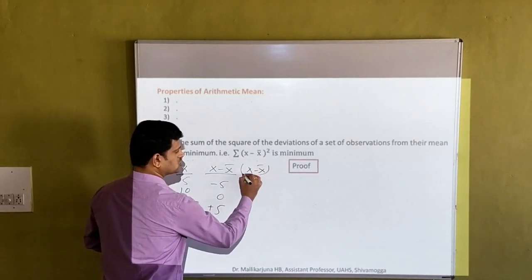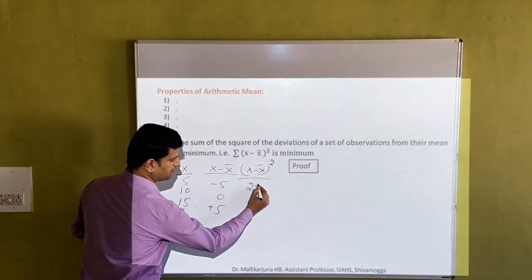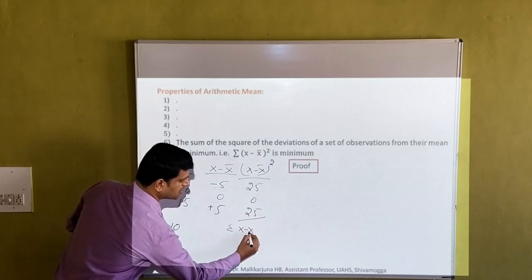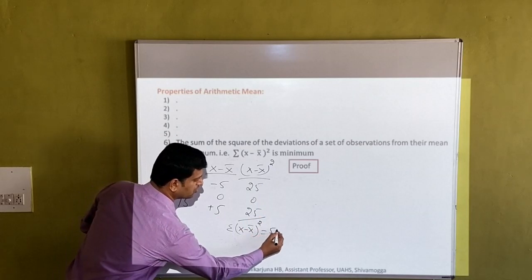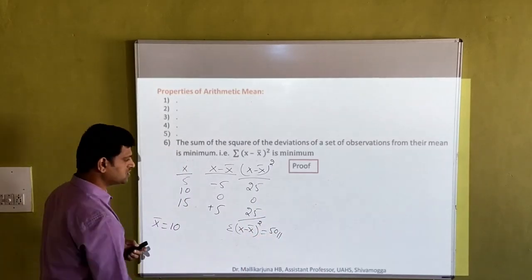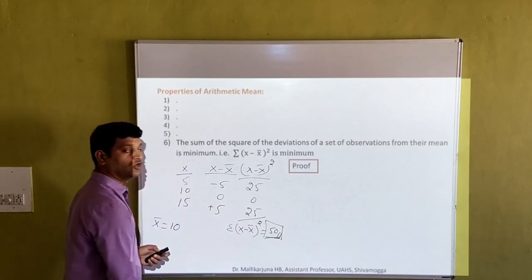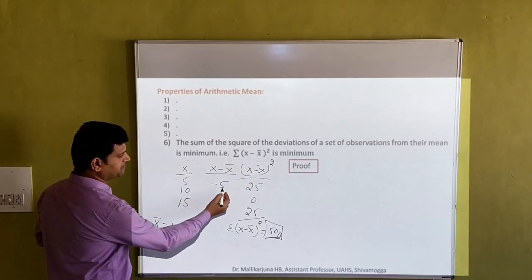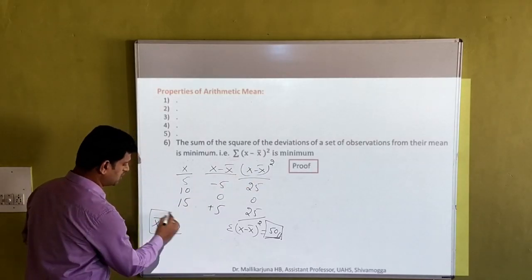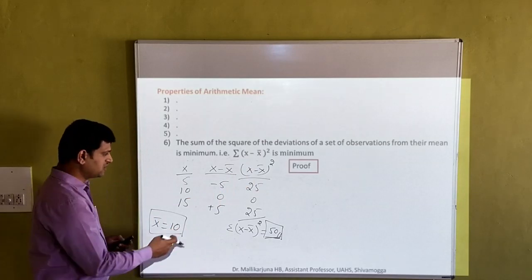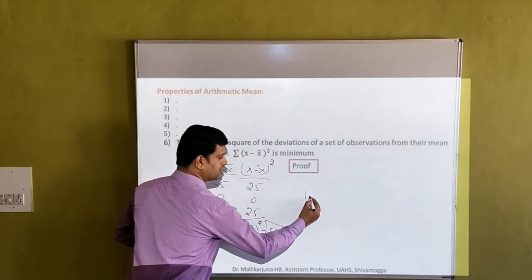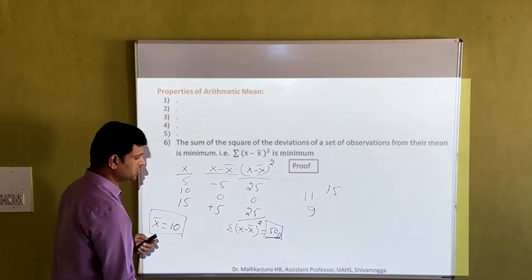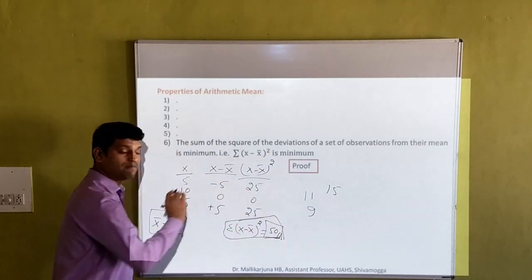Now take the squares: 25, 0, 25. So the summation of (x minus x bar) squared is equal to 50. This 50 is the minimum value if I take the deviation from the mean. Instead of taking x bar as 10, if I take some other value like 11 or 9 or 15, compared to all these values, 50 will be the minimum.